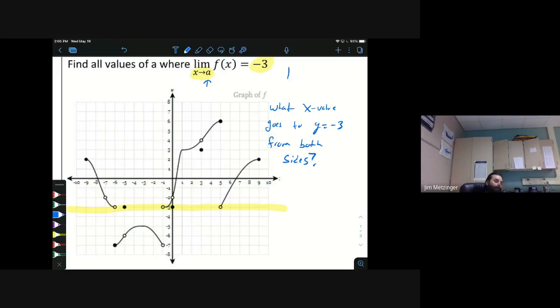Answer's nowhere here. D and E, no solution. No x values. Left and right sides would have to come in and converge on a point. Like if you're tracing with your fingers, they would have to touch at a place, and it'd be at y is equal to -3.